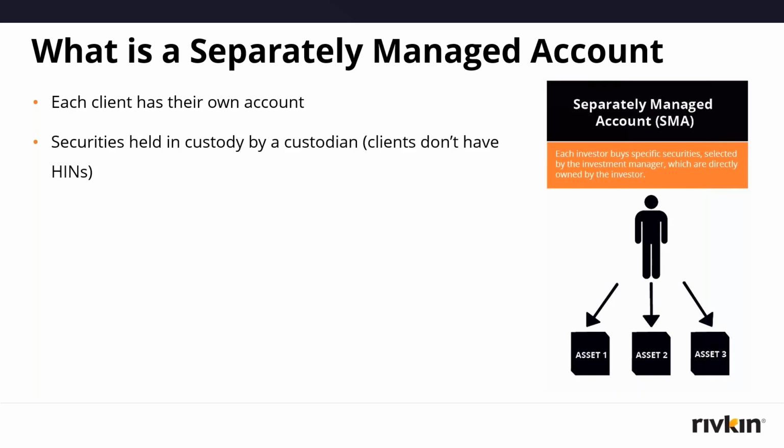The securities are held by a custodian. So clients in this case don't have their own individual HIN numbers as you would with your own stockbroking account. The custodian is a third party whose responsibility is to safeguard those assets and hold them. In our case, the custodian and also the administrator and the product manager is Apex. Their custodian is National Australia Bank.